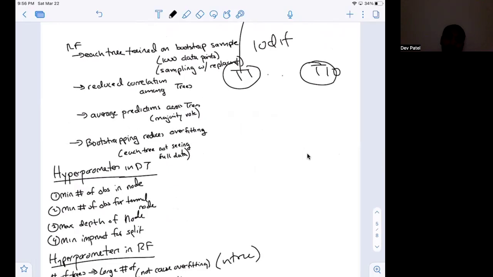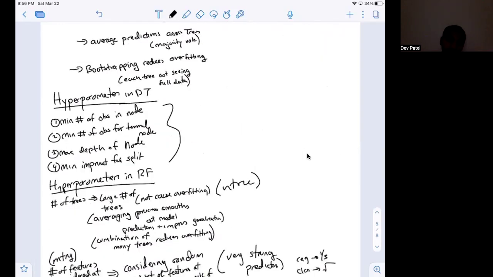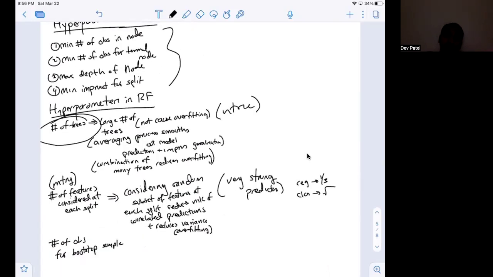Some hyperparameters in decision trees, min number of observations in the nodes. We already went through this, but the hyperparameters in the random forest is the number of trees. Now, increasing the number of trees doesn't actually cause overfitting because of the fact that we're averaging across all of the trees, and so this essentially smooths out the model, and then it improves generalization as well because we're using a combination of trees, and this reduces overfitting. There's also the mtry hyperparameter. So this is the number of features considered at each split.